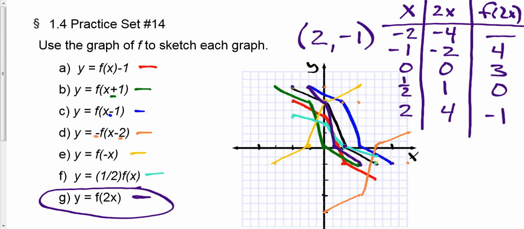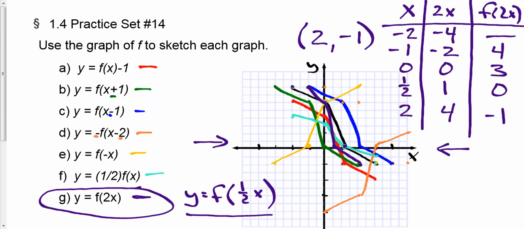On your problem set, you get y equals f of 1/2 x. So look at what f of 2x did on this graph. It looked like it made it skinnier in some ways. Okay? So what do you think this function is going to do? Show me on your homework. Thank you for your time.